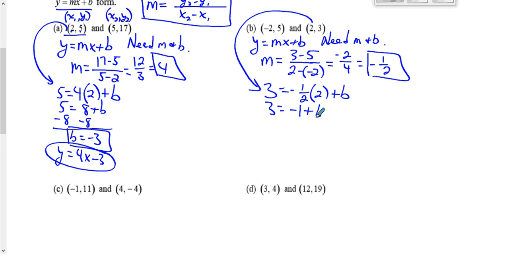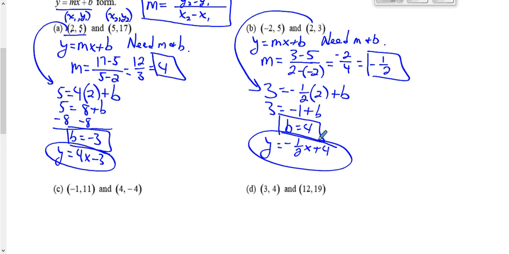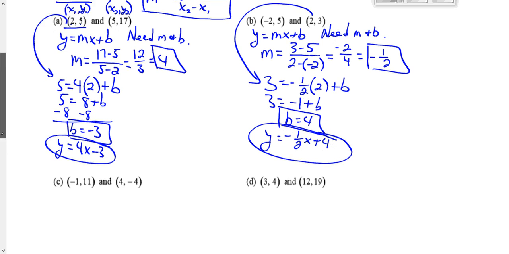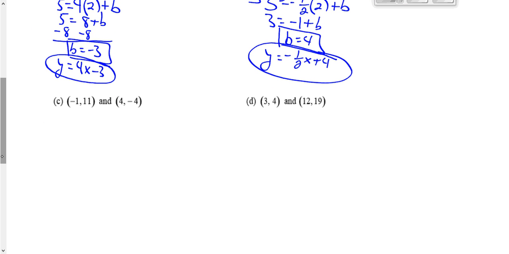Add 1 to both sides. What does b equal? 4. So what's the equation? Here's the thing that happens: a lot of kids get to here and they stop. They take their thumb for y equals y plus 4. Did you get that, Hannah? Outstanding. Okay, move on and do C and D, guys.